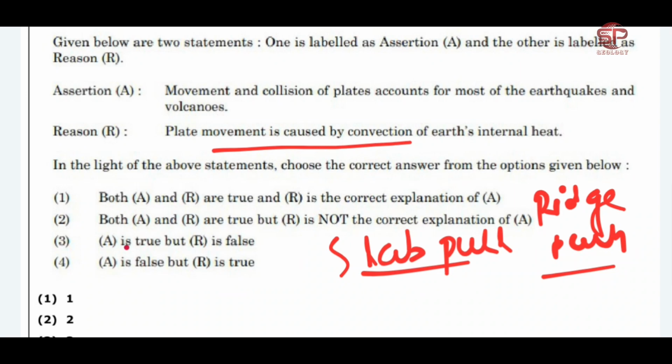The convection theory is more appropriate to slab pull and ridge push. You would need one convection cell under one plate to prove the theory of convection, but that is not the case. There are multiple convection cells. So both A and R are true. R is the correct explanation of A.